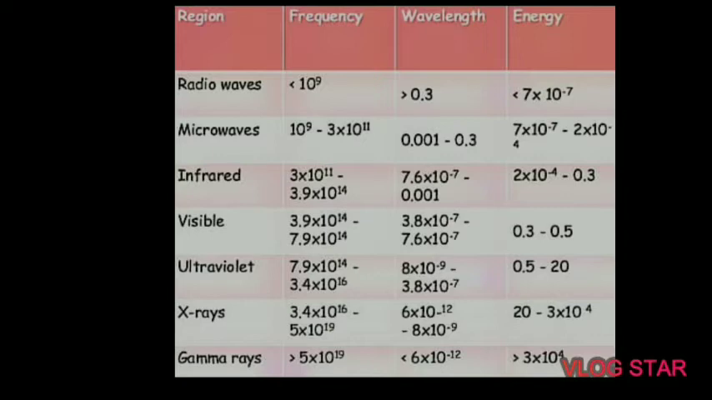So up to gamma rays, we can observe that the frequency increases from 10^9 to 5 x 10^19. And the wavelength decreases. For radio waves, it is 0.3. For microwaves, it is 0.001 to 0.3. Likewise, if we consider gamma rays, then the wavelength is about 6 x 10^-12. That means it gradually decreases from 0.3 to 6 x 10^-12.